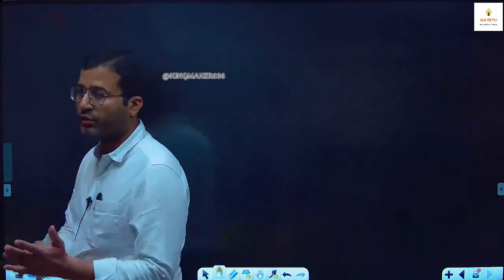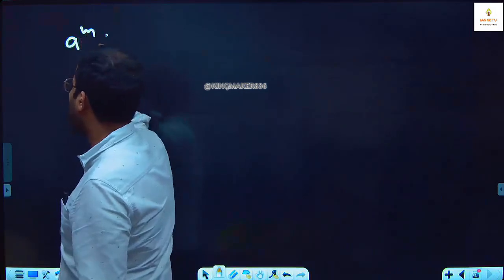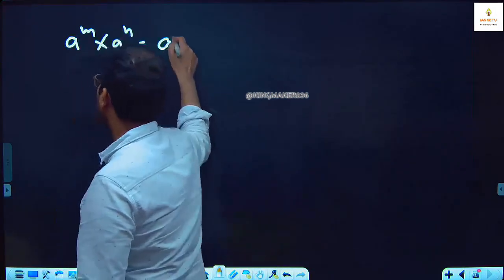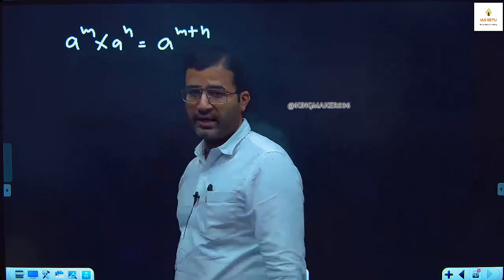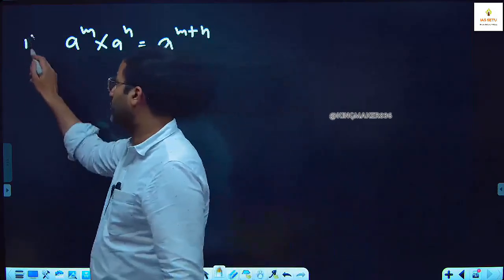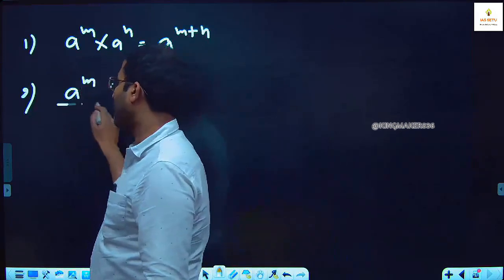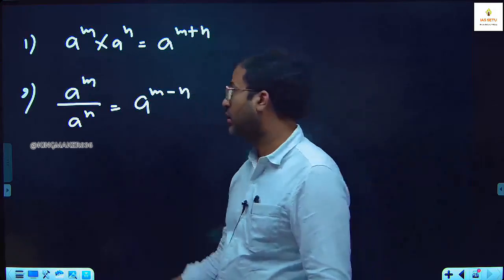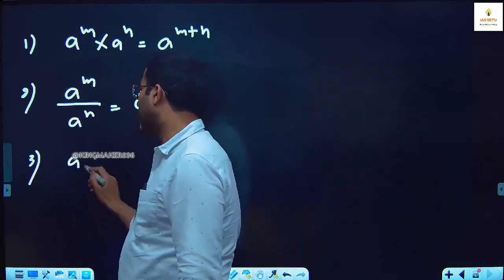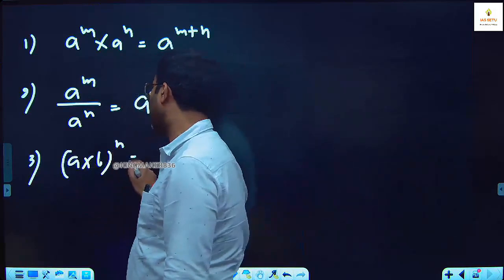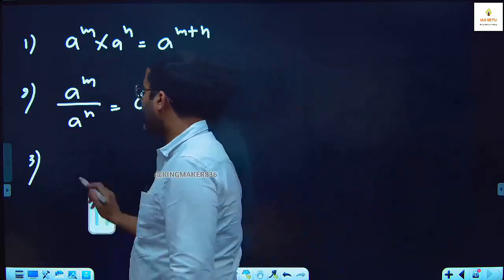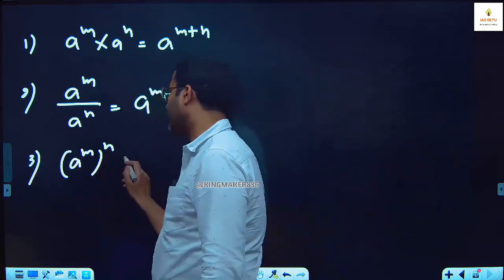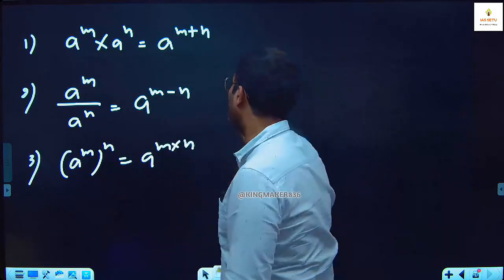When we revise these 7 rules, you have to revise at home also. You should have all seven rules memorized. Rule number 1, a to the power m into a to the power n is a to the power m plus n. What is our rule number 2? A to the power m upon a to the power n is a to the power m minus n. Third rule is a to the power m bracket n is a to the power m into n.